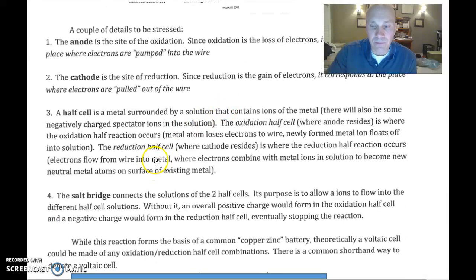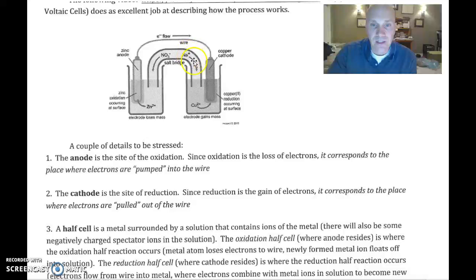All right. So last thing to stress is this thing called a salt bridge. It's a tube that contains ions. All right, and the purpose of that is to allow it so that you don't get an overall charge that gets formed in one of the half cells. All right, so remember what's happening at the anode. You've got electrons going this way, but you've got zinc +2 ions that are getting created and floating out into solution. All right, so this solution would be getting more and more positive as time goes on.